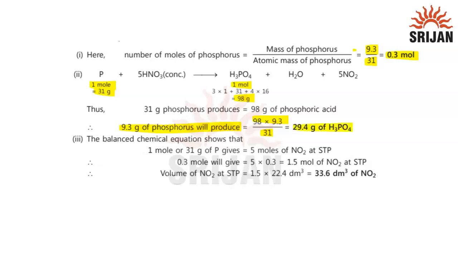Same, we can see that 1 mole of phosphorus is producing 5 moles of nitrogen dioxide. So we can say that 31 gram or 1 mole of phosphorus is giving us 5 moles of NO2 at STP. So 0.3 mole will give us 5 into 0.3, that is 1.5 mole of NO2 at STP. So we can calculate the volume of NO2 at STP when we have 1.5 moles, by multiplying 1.5 with 22.4 dm cube, that will be equal to 33.6 dm cube of NO2.